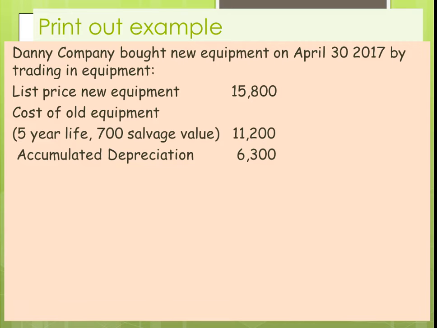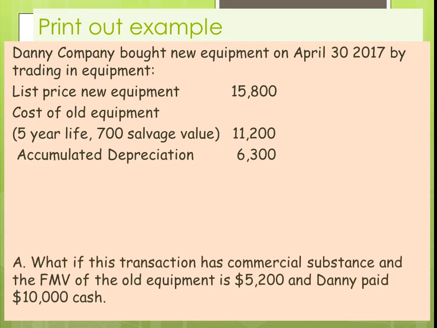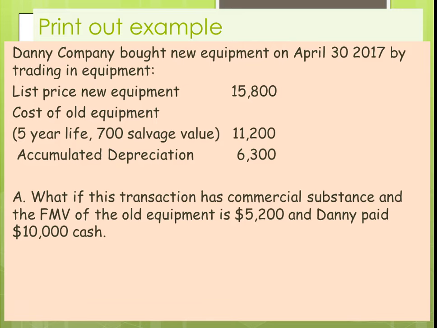All right, here's our first example. And in this example, what if this transaction has commercial substance and the fair market value of the old equipment is $5,200 and Danny paid $10,000. Now in this example, we didn't get cash, we gave cash. So what do we need to solve this problem?